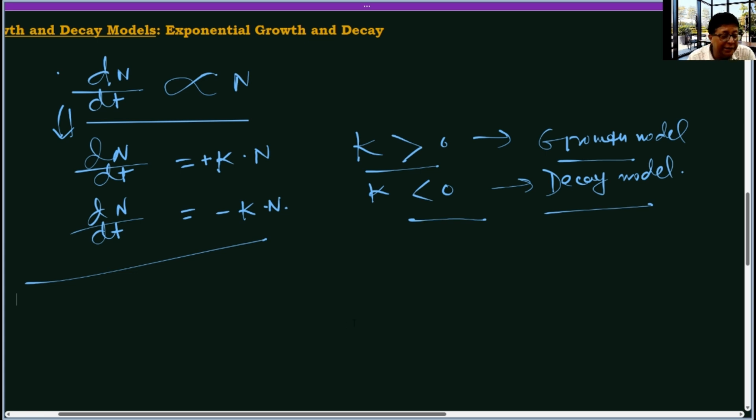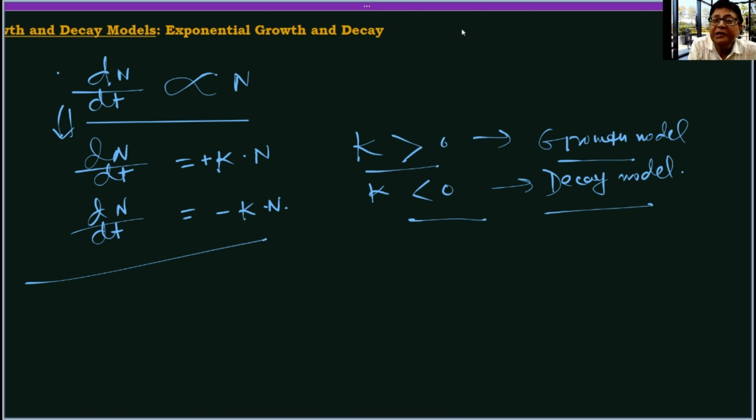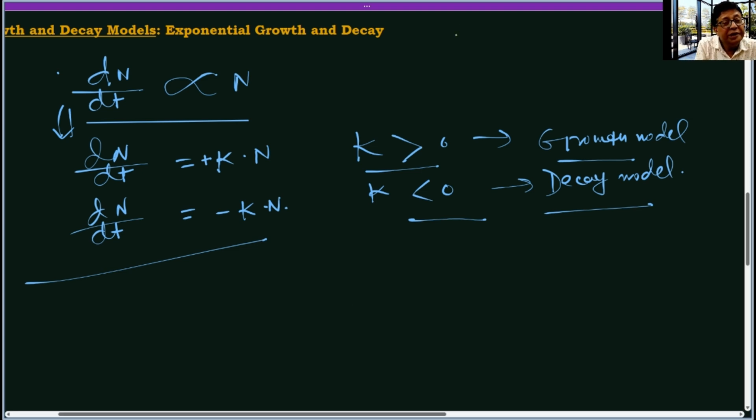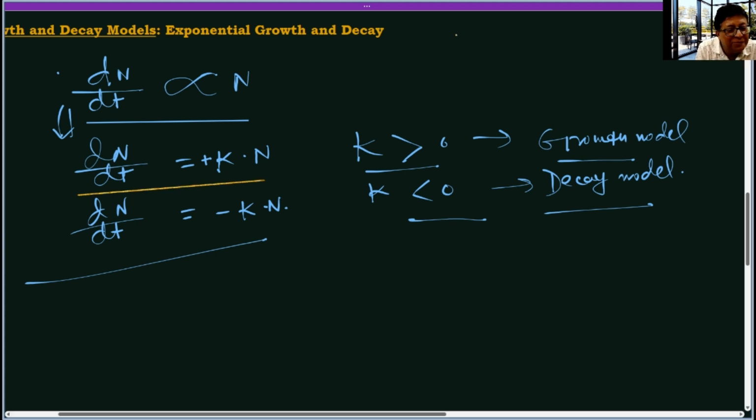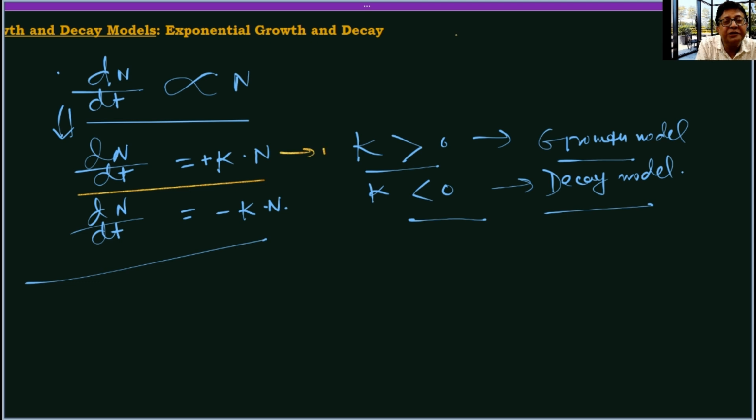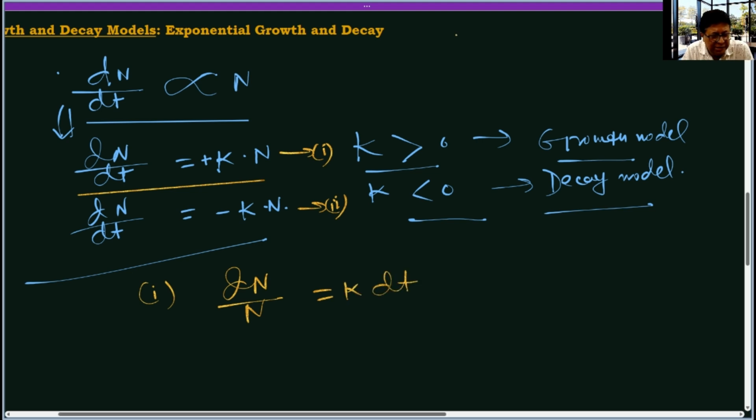So let me formulate a growth problem first, in algebraic form, not in differential form. Sometimes problem solving will be easier for you if there is an algebraic form. So let me start with this growth model first. So in 1, dN/N will be k into dt. Am I correct?